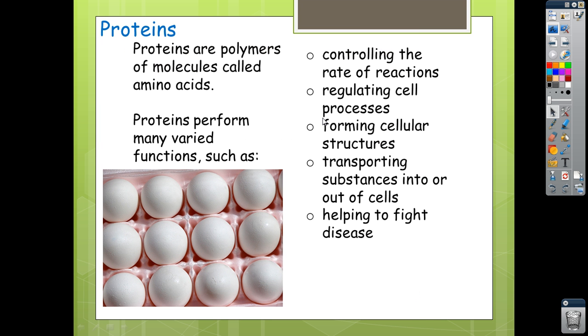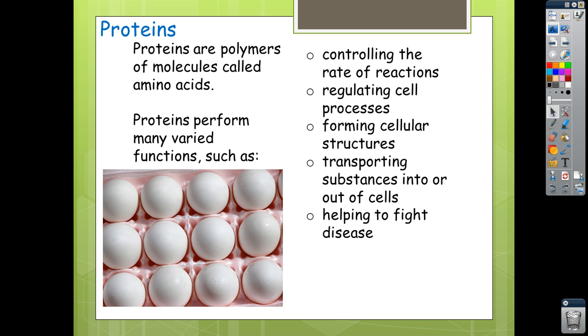Now, your proteins. Like I said, we went over this already, but your proteins are the amino acids joined together to make a protein. And they have a particular function. Your proteins, like I said, control the rate of reactions in the body. They help to fight disease. They regulate what goes in and out of the cell. But their number one job is to build structure.